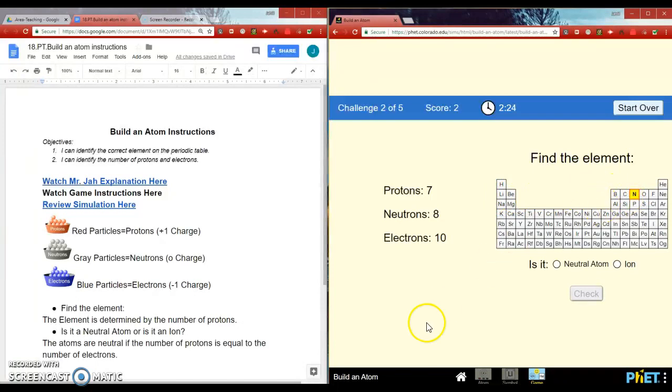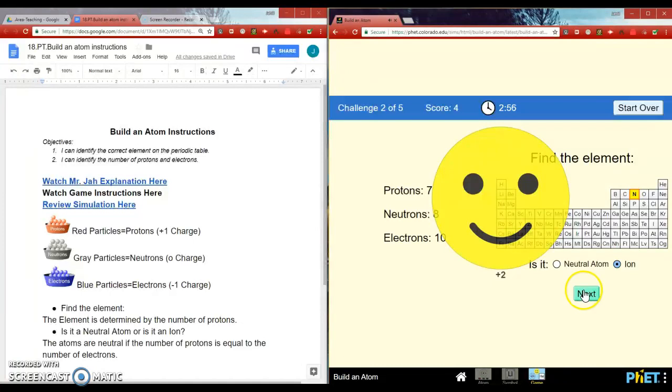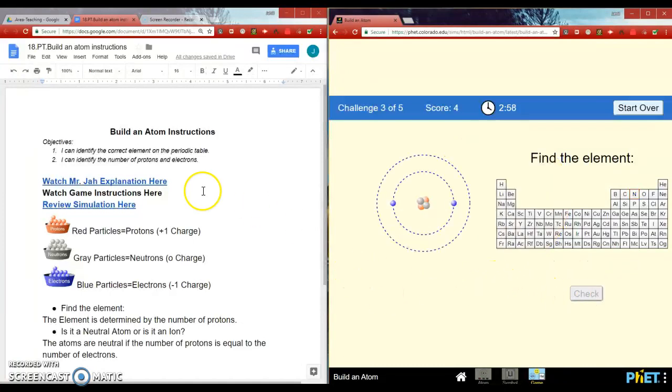So this is nitrogen. And then once again, is it neutral or is it an ion? Take a look. How many protons do you have? You have 7. How many electrons do you have? Correct. You have 10. So is it the same number? No, it's not the same number. So if it's not the same number, you're dealing with an ion. Remember, an ion is an atom that has a positive or negative charge. So let's go ahead and check. And then boom. So those are the instructions for how to build an atom.